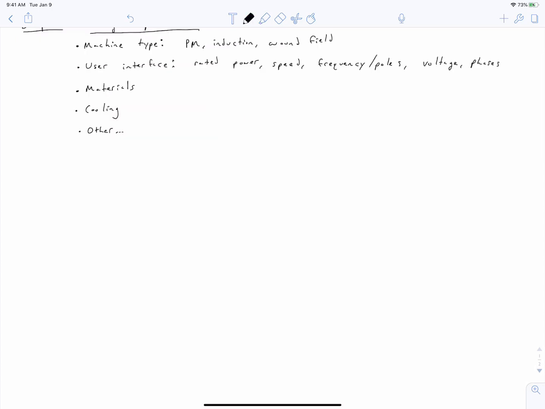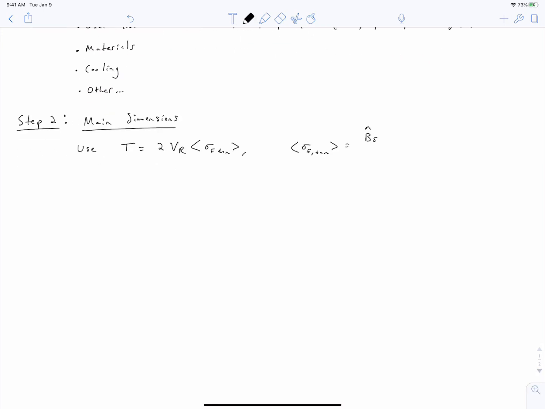Your second step is to determine the main dimensions of the machine. And to do this, we use our sizing equation that we've spent so much time developing. That sizing equation was that our torque on our rotor is going to be equal to 2 times the volume of our rotor times our average shear stress. And remember, this sizing equation incorporates key independent decisions in our design process. So we can express that shear stress as being our magnetic loading times our electric loading, and then times the sine of phi, which is related to the power factor of our machine.